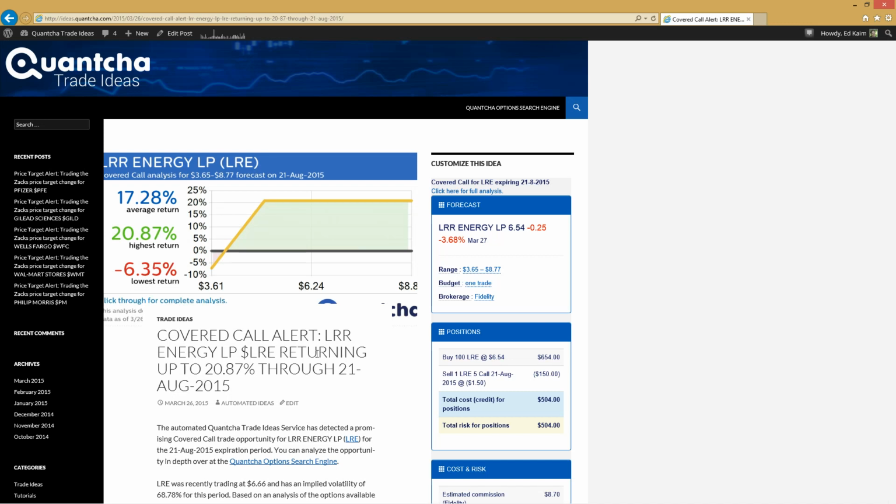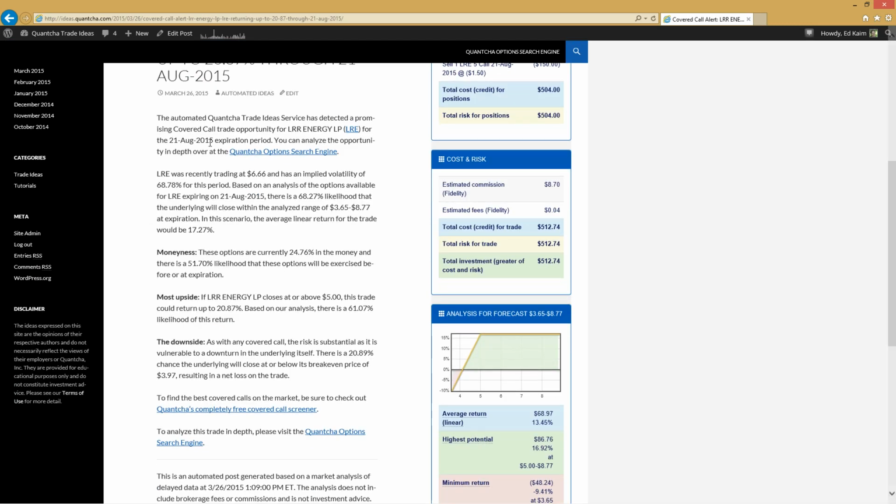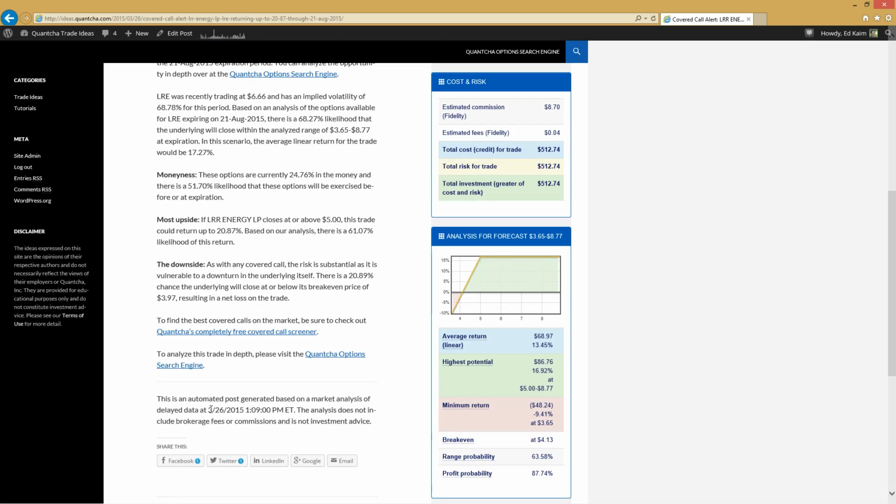It's not updated once it's published, and you can see when it's published. You can see the date at the top, but at the bottom it will actually tell you the specific time the analysis was run. In this case, it was on that Thursday at 1:09 p.m.